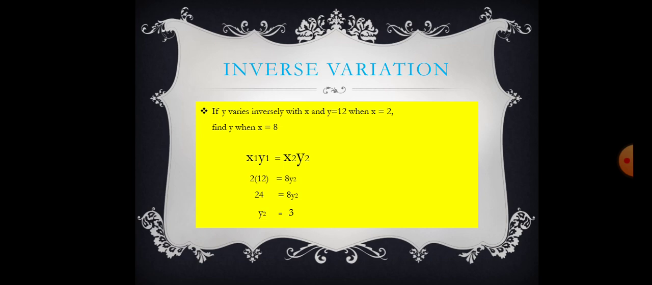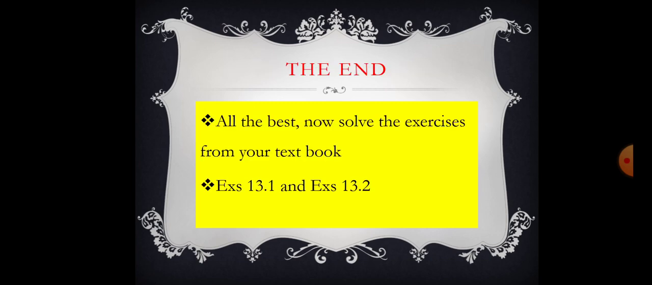Now you can see here, when y equals 12, x was equal to 2. Now we are taking x equals 8, which means we are increasing the value of x from 2 to 8. If the value of x is increasing, then the value of y is decreasing, because initially y was 12, and now we get y2 equals 3, so from 12 to 3 it decreased. Here the value of x is increasing and the value of y is decreasing. It means it is an inverse variation. One variable is increasing, another variable is decreasing. This is all about direct variation and inverse variation.